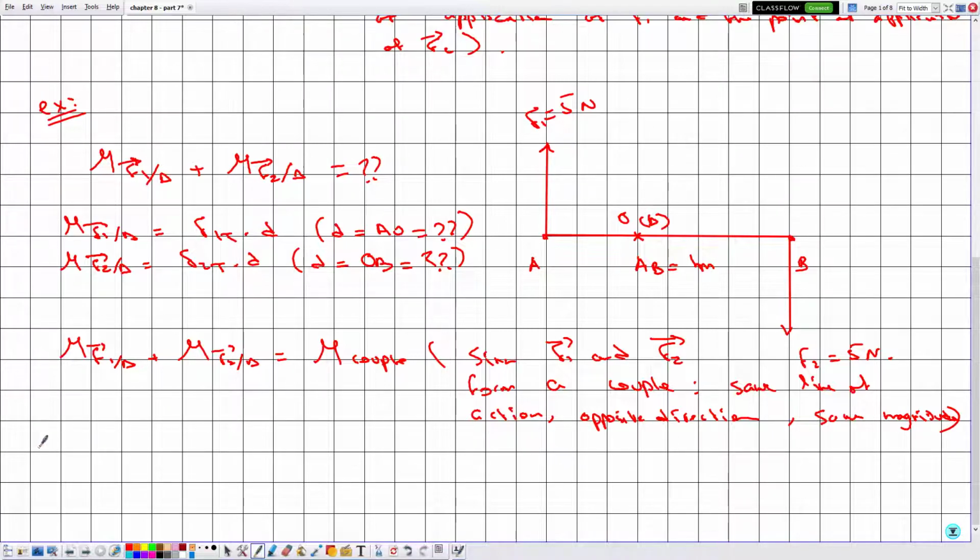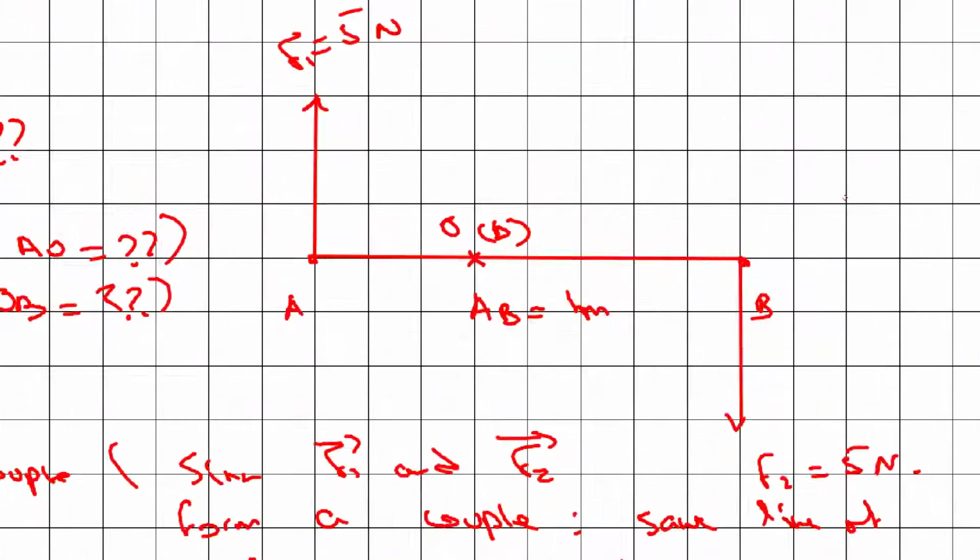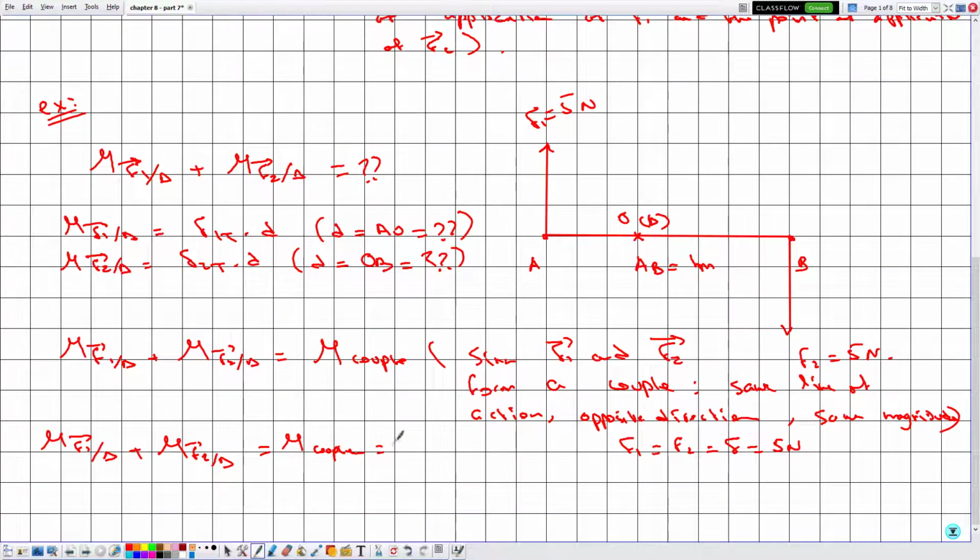Okay, so now in this case, let me say here that the magnitude F1 is equal to the magnitude F2 is equal to F is equal to 5 newtons. So the moment of the force F1 around delta plus the moment of the force F2 around delta is equal to the moment of the couple formed by the forces F1 and F2, which is equal to F tangential multiplied by the distance d. Now here the distance d is the distance between the point of application of the force F1 and the point of application of the force F2, which is equal to AB. So in this case this is equal to 1 meter, and F tangential is equal to how much?